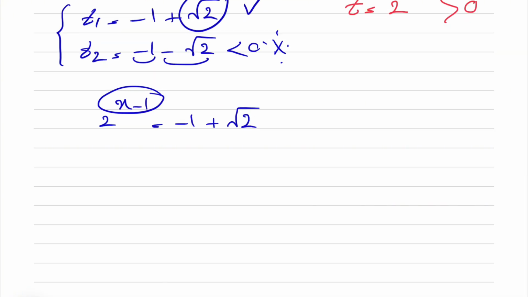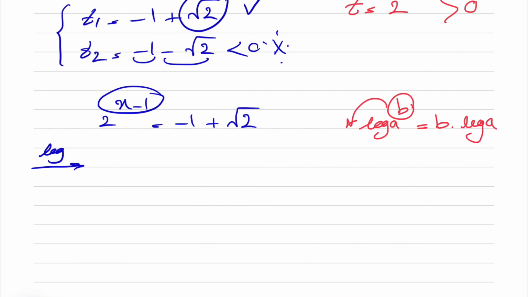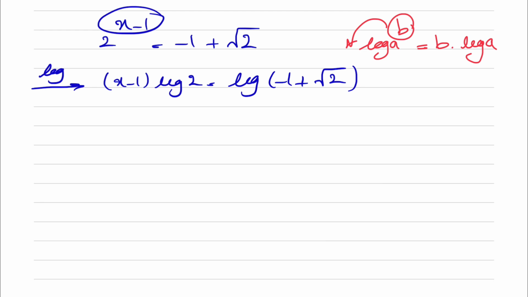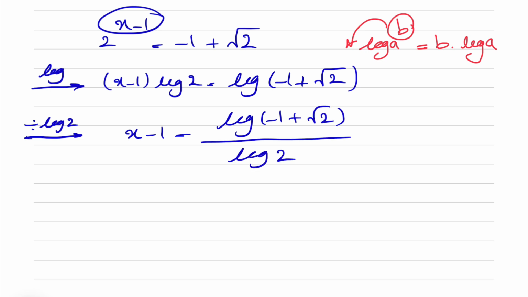We have our x in the exponent. A common way of solving this kind of question is the log, and the reason is that when we have log of a to the power of b, this b goes to the front, so it will be equal to b times log of a. So we have (x minus 1) log of 2 is equal to log of (minus 1 plus the square root of 2). And here we're going to divide each side by log of 2 in order to get rid of the log of 2. So from the left side, we have x minus 1 is equal to log of (minus 1 plus square root of 2) over log of 2.